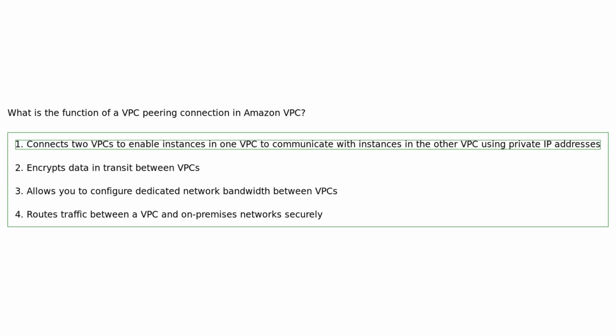A VPC peering connection in Amazon VPC connects two VPCs to enable instances in one VPC to communicate with instances in the other VPC using private IP addresses, providing a secure and direct connection.